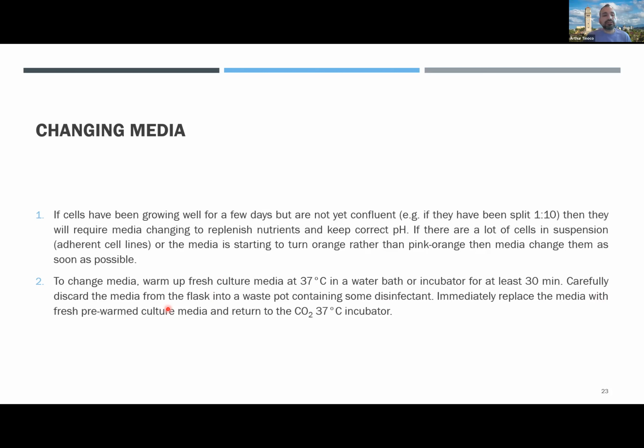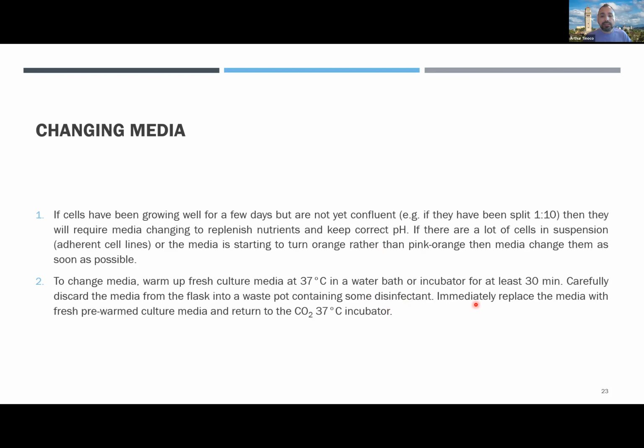So carefully discard the media from the flask into a waste pot containing some disinfectant. And this is really important, that when you're changing medium, let's say for your plates that contain cells, you might have some cells that are floating, right? And even if you think these cells are not going to be a biohazard, it's good practice to make sure that you kill those cells by using bleach, 20% bleach, so some disinfectant, because you don't want this to get on any surfaces. You certainly don't want it to get onto your hands or anything like that.